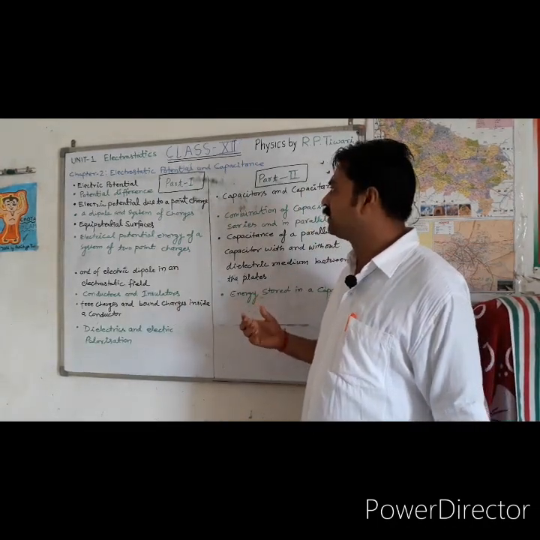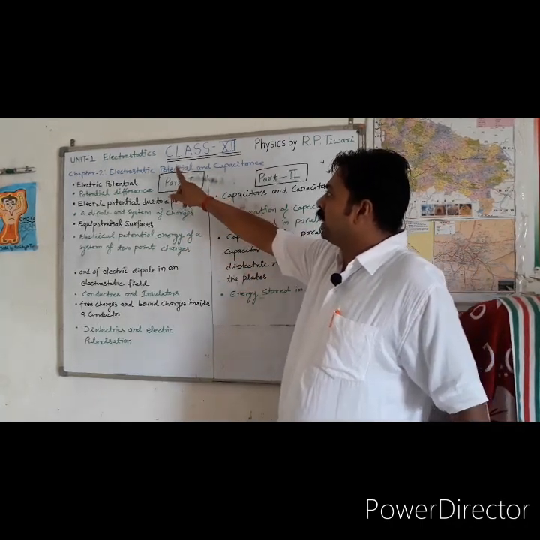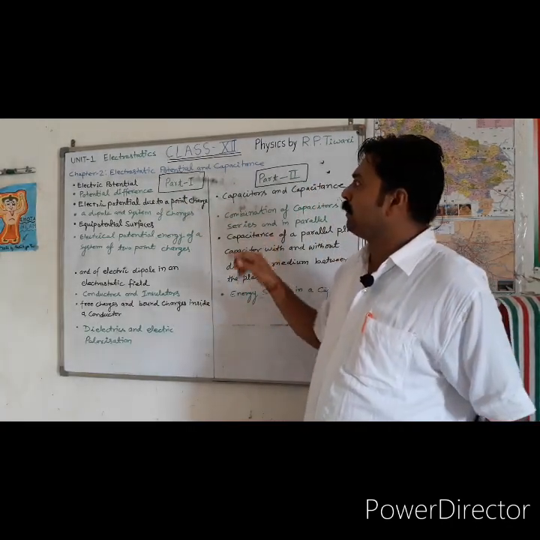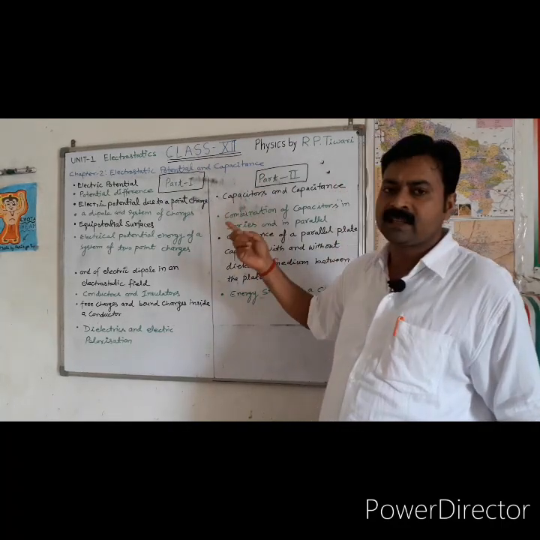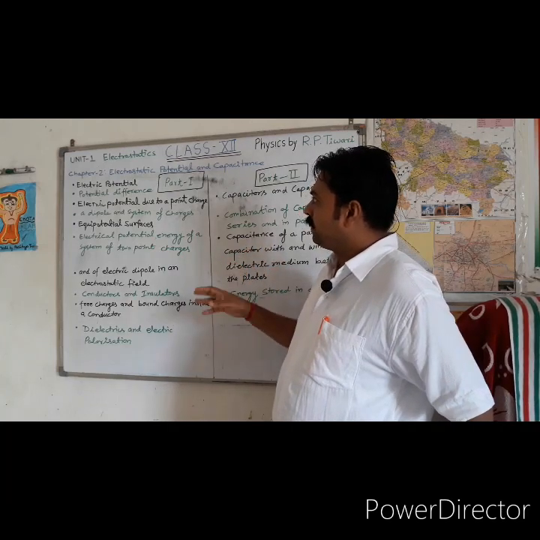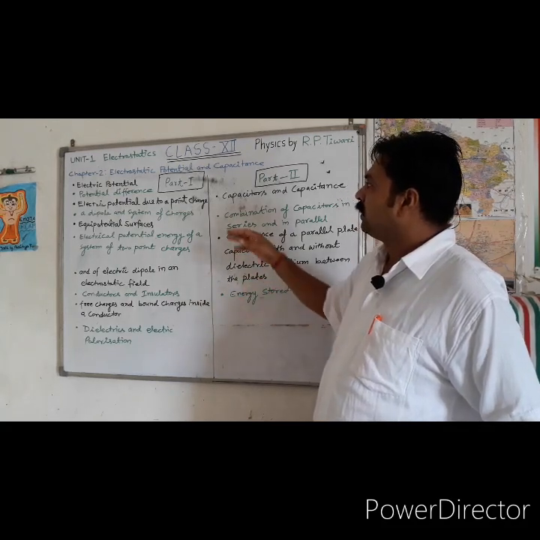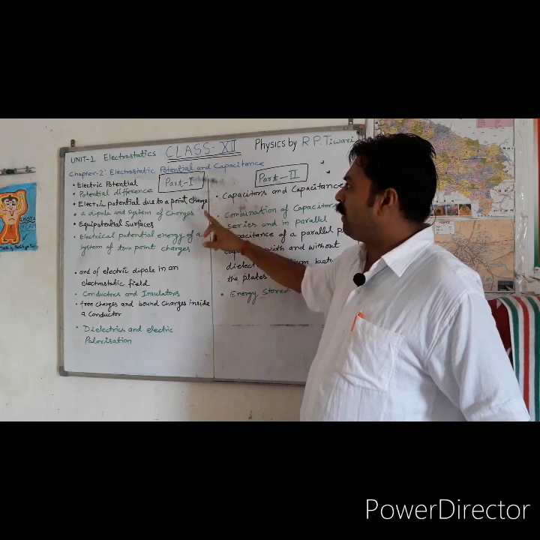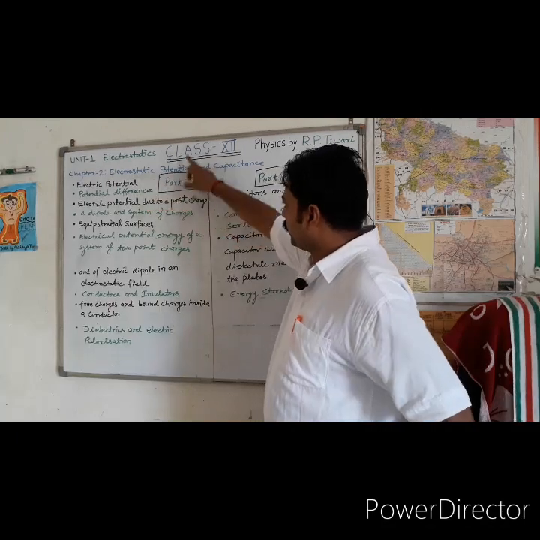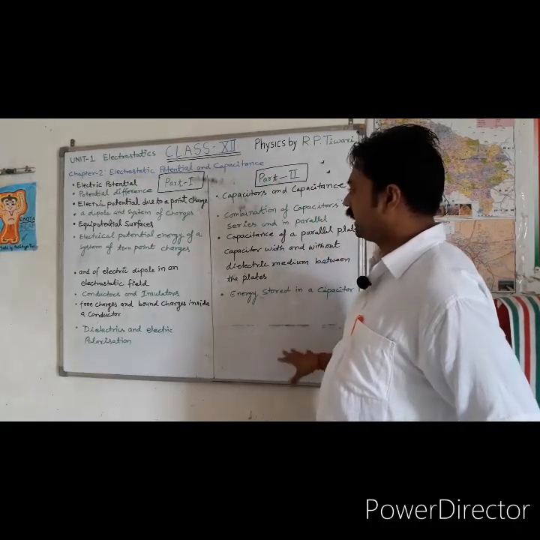So my dear students, this is the total syllabus of Unit 1 Electrostatics, chapter number 2. Chapter 1 and chapter 2 are part of Unit 1, that is electrostatics, which means electric charge at rest. And for easy going and convenience, we divided it into parts. Now the syllabus is divided into two parts. The first one covers electrostatic potential, that is part 1, and the second one covers capacitance, part 2.